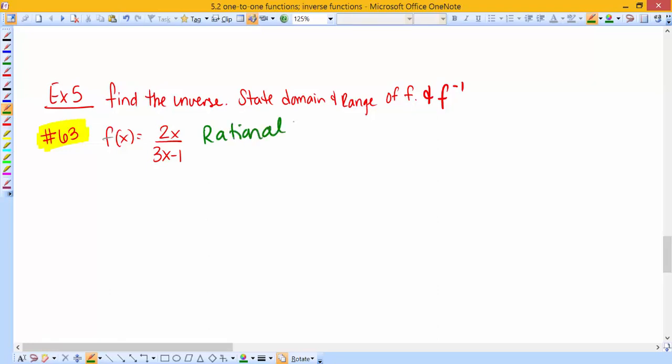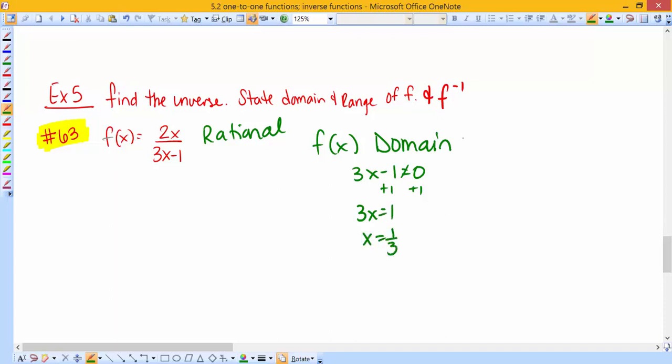Because it's rational, I know it's rational because it has an x in the denominator. So I'm going to work on my domain first. My domain for f of x. Before I even find the inverse, your denominator can't be 0. So 3x minus 1 cannot equal 0. Add 1. 3x equals 1. x equals 1/3. So my domain is x such that x cannot equal 1/3.